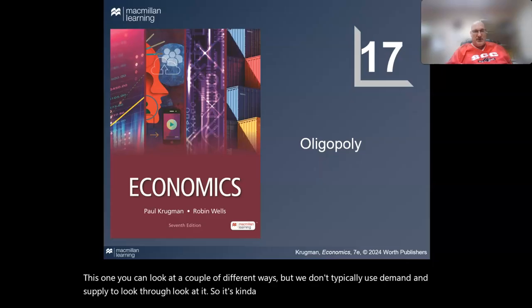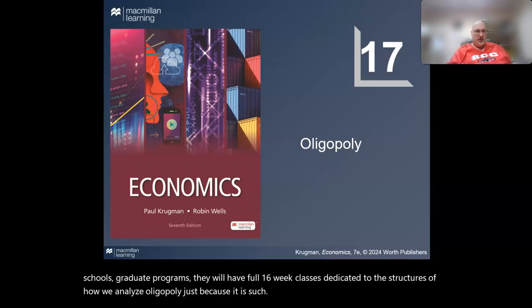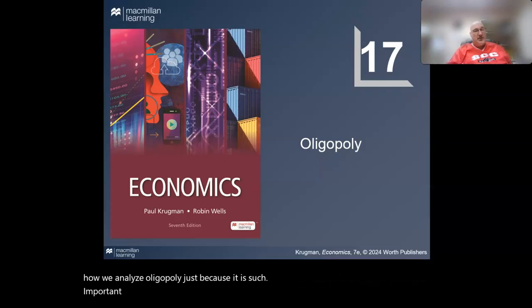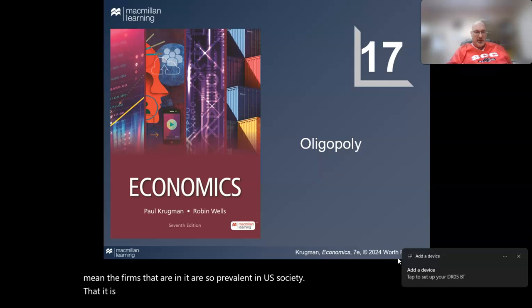And with certain business schools, graduate programs, they will have full 16-week classes dedicated to the structures of how we analyze oligopoly, just because it is such an important market structure. Kind of crazy. And there's a lot of firms in it. It's like 1,000, but the firms that are in it are so prevalent in US society that it is a big deal to analyze them. So let's go.